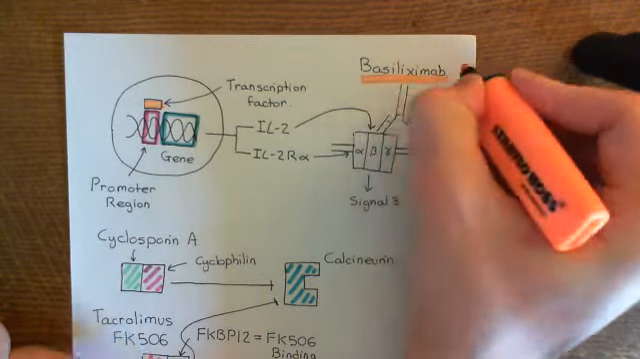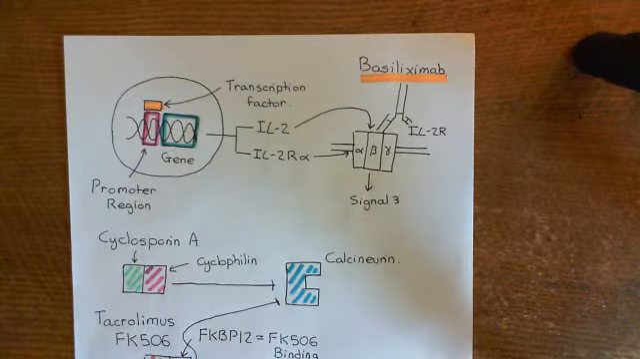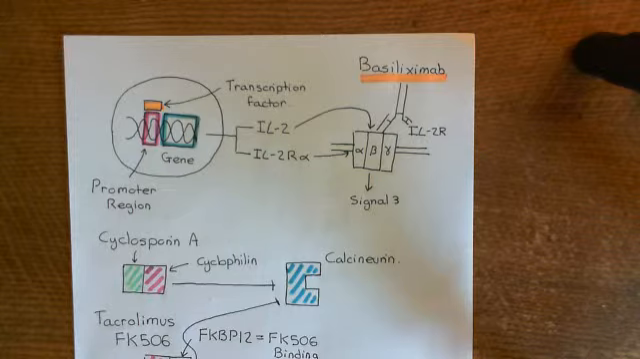Okay, and it's a monoclonal antibody against the interleukin-2 receptor. Okay, so these 3 drugs, cyclosporin A, tacrolimus or FK506, and basiliximab, work by blocking T cell activation, and they stop the induction of signal 3, basically. They stop signal 1 and signal 2, causing signal 3.